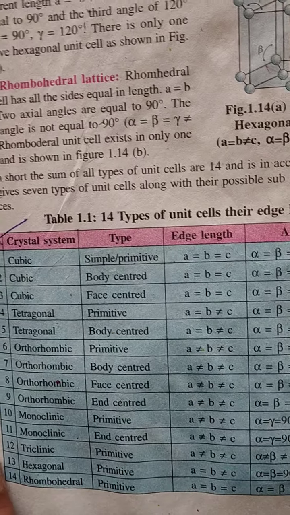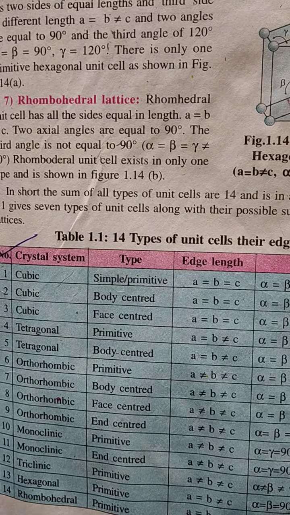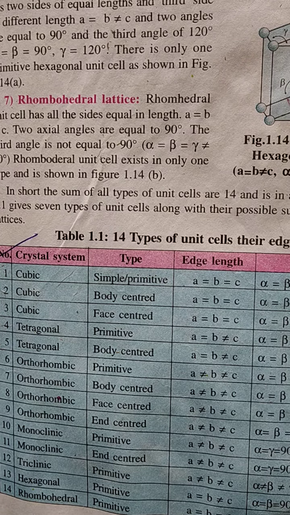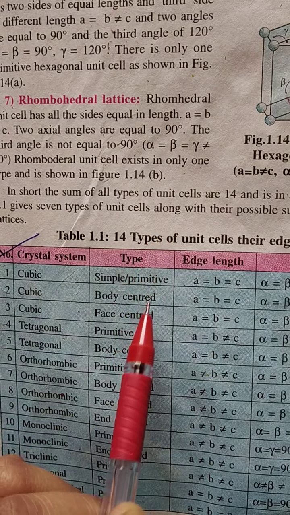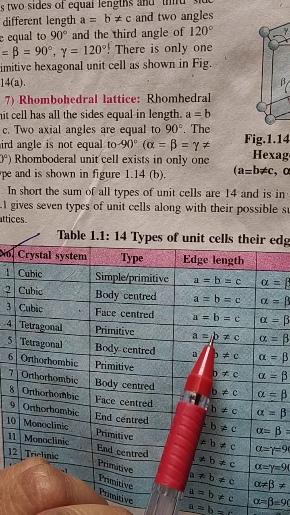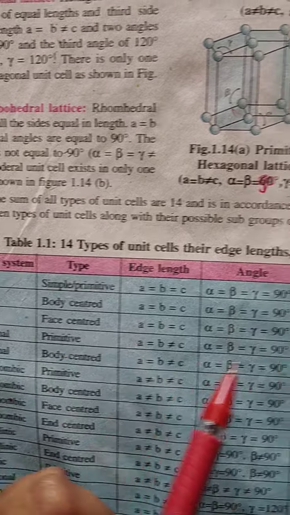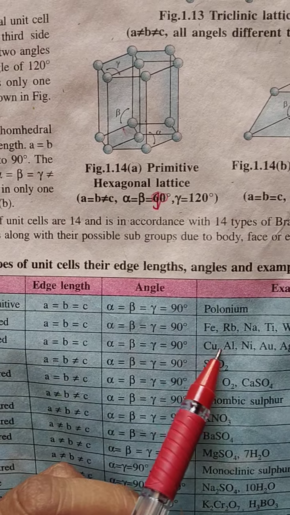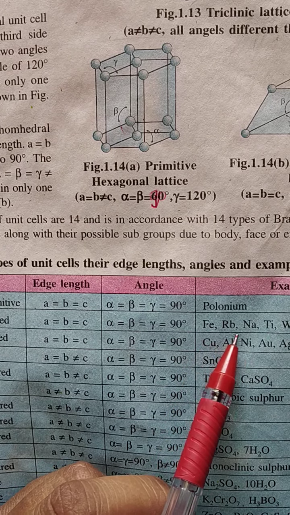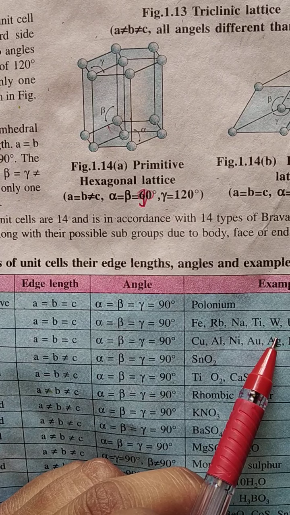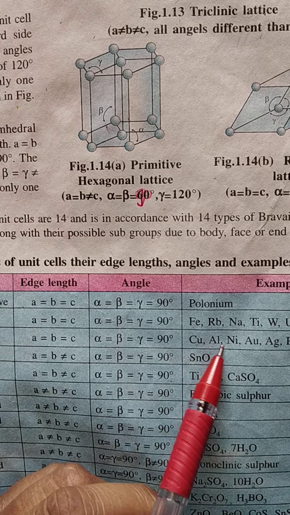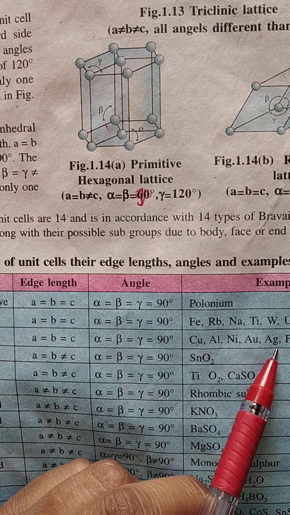The first one is crystal system: cubic. Types are simple, second body centered, third face centered. All edge lengths are same. Bond angle is also 90 degree. Examples for the simple are polonium; for body centered, Fe, Rb, sodium, titanium, tungsten, zirconium. Then for the face centered, copper, aluminium, nickel, gold, silver, platinum.